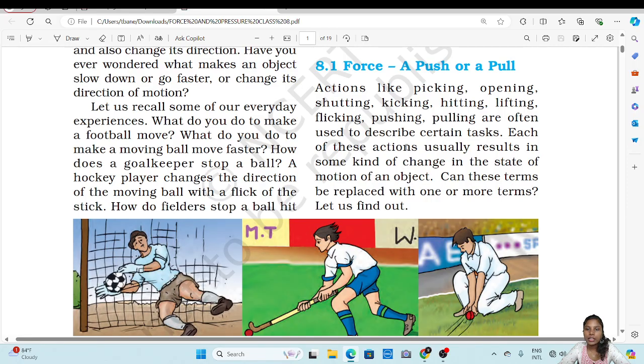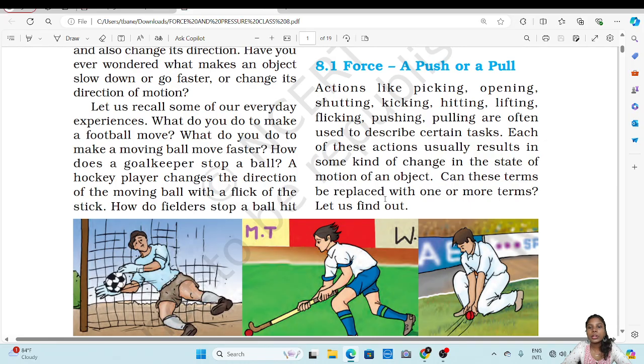Now each of these actions usually results in some kind of change in the state or motion of an object. Say you're picking something, so you're changing that object's place. Say a pen has fallen down, you pick it and you keep it somewhere else, so you have changed the position of that pen, right? Then opening, you open the door, you're changing the state of the door. First it was closed, then you opened it, so there is some kind of change happening.